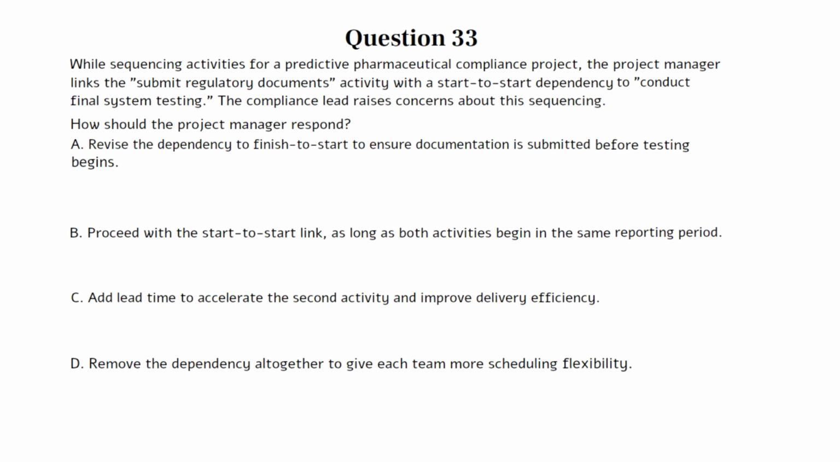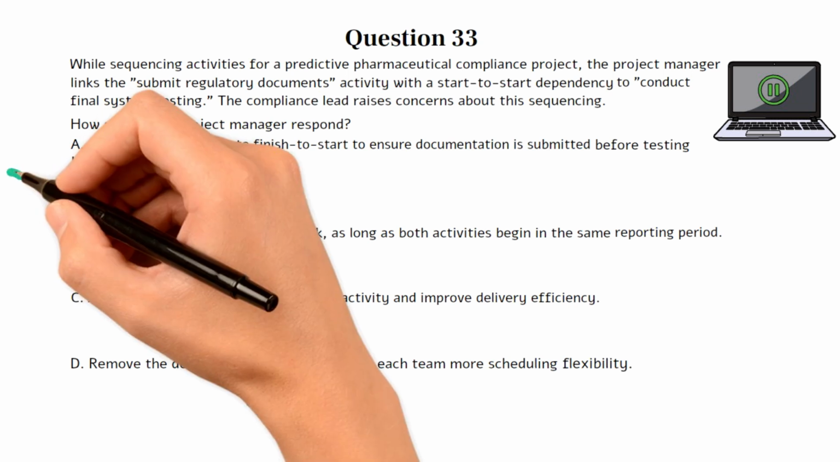A. Revise the dependency to finish to start to ensure documentation is submitted before testing begins. B. Proceed with the start-to-start link as long as both activities begin in the same reporting period. C. Add lead time to accelerate the second activity and improve delivery efficiency. D. Remove the dependency altogether to give each team more scheduling flexibility. You can pause the video here if you need more time to work on the question. The correct answer is A.